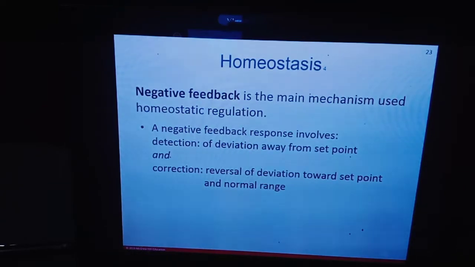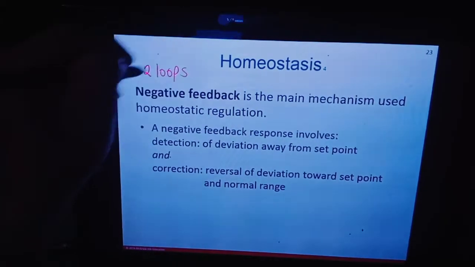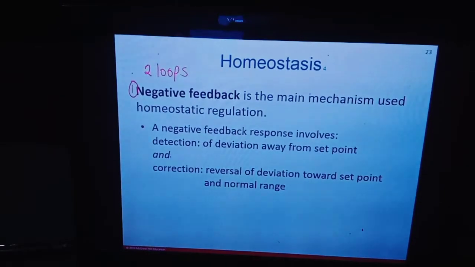Let's start with your negative feedback. Let me repeat: your main form of regulation is through feedback loops, because we are always exposed to internal and external stimuli, so your nervous system requires constant monitoring. There are two loops. The first one is the most common. This is the most common regulatory mechanism in the human body. That is your negative feedback.